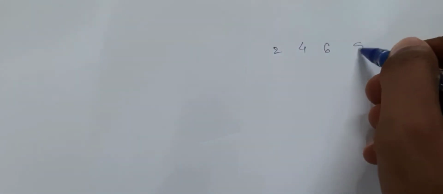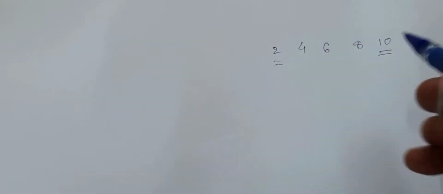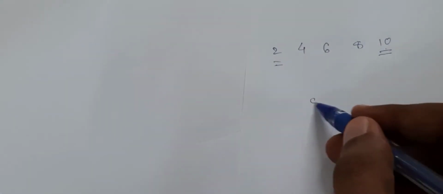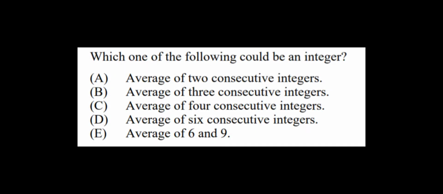2, 4, 6, 8, 10. Now these are 5 consecutive even integers. So what is the greatest? It is 10. What is the smallest? It is 2. So 10 minus 2, the answer is 8. So we can clearly see the advantage of substitution. With some practice, it can be done in seconds. So next is a medium level question.